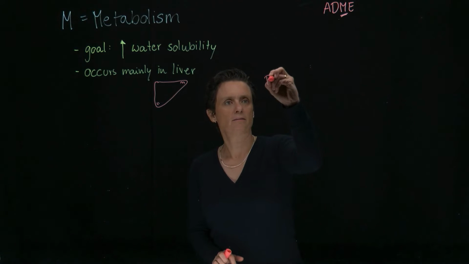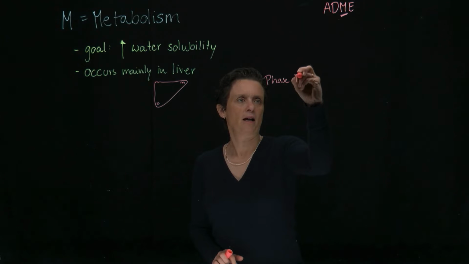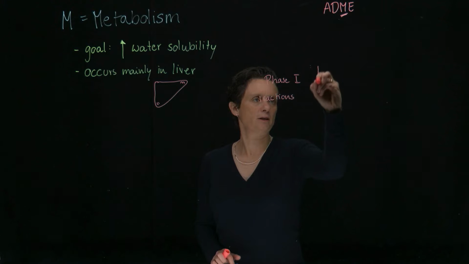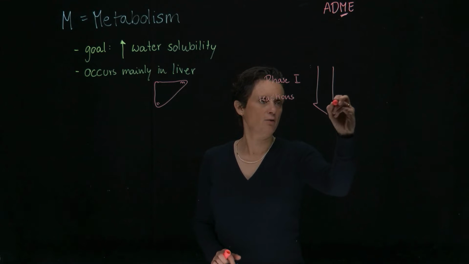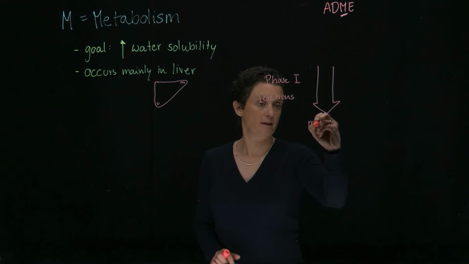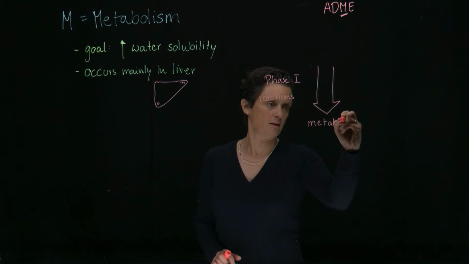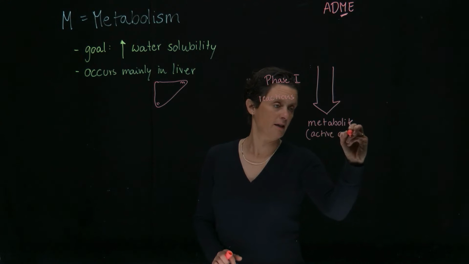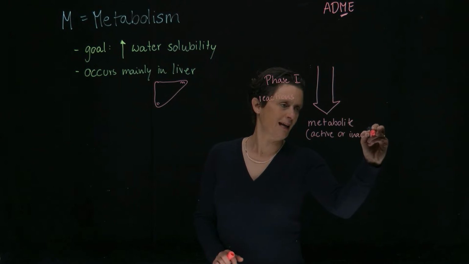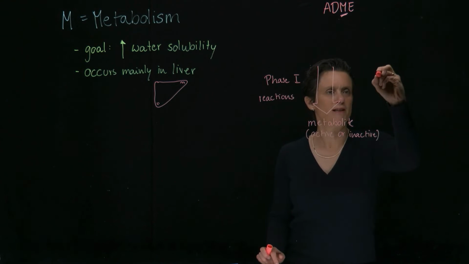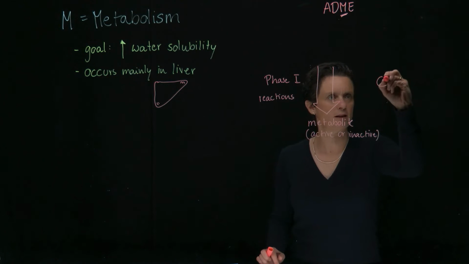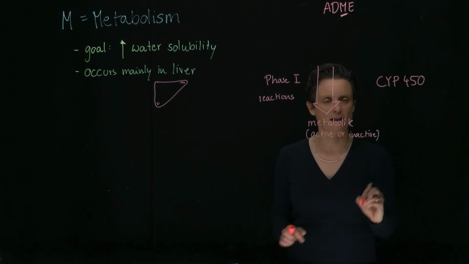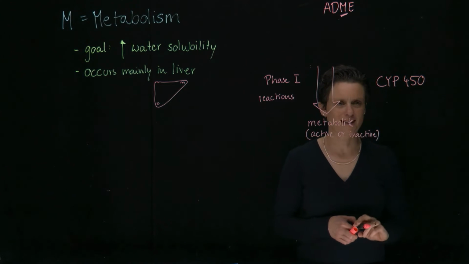Phase 1 reactions can happen to the drug. And those are reactions that give us a metabolite, which could be active or inactive. And they are facilitated by so-called cytochrome P450 enzymes. We abbreviate that with CYP450, cytochrome P450 enzymes. There are more than 50,000 identified.